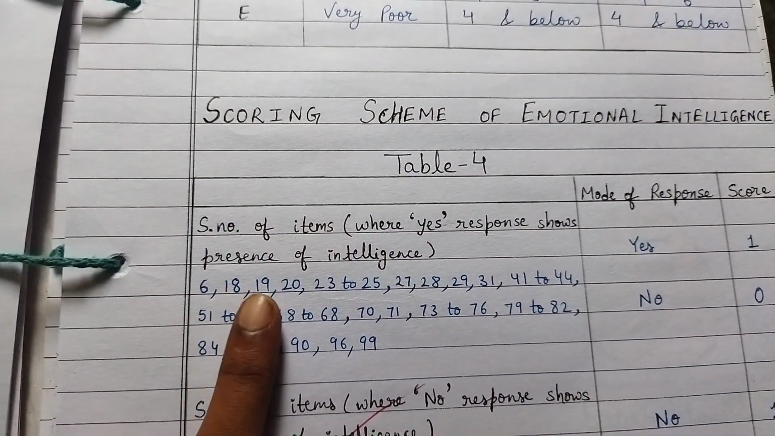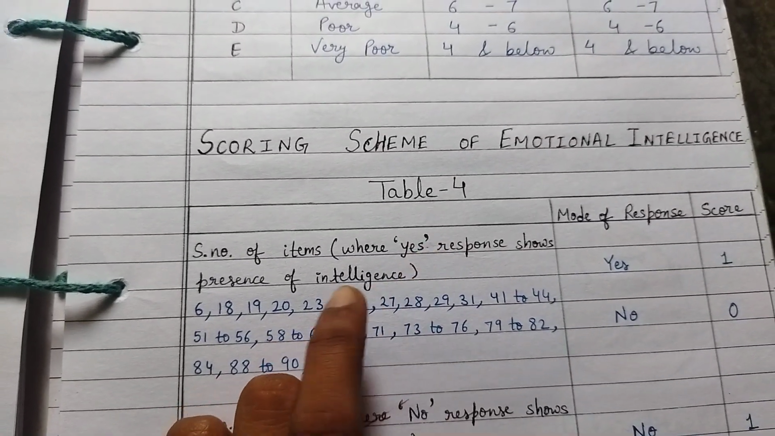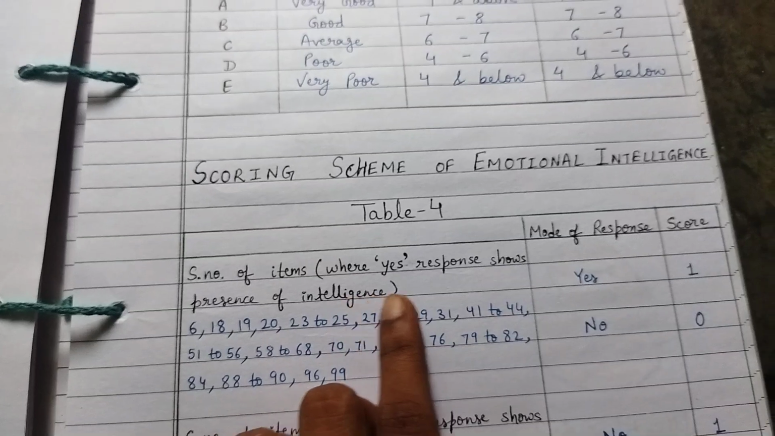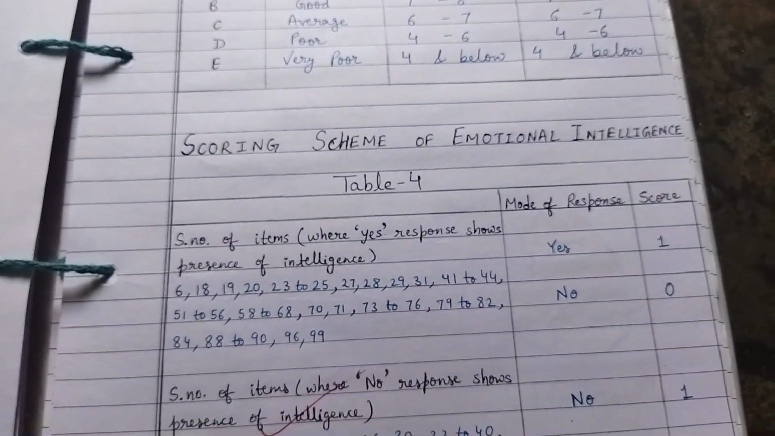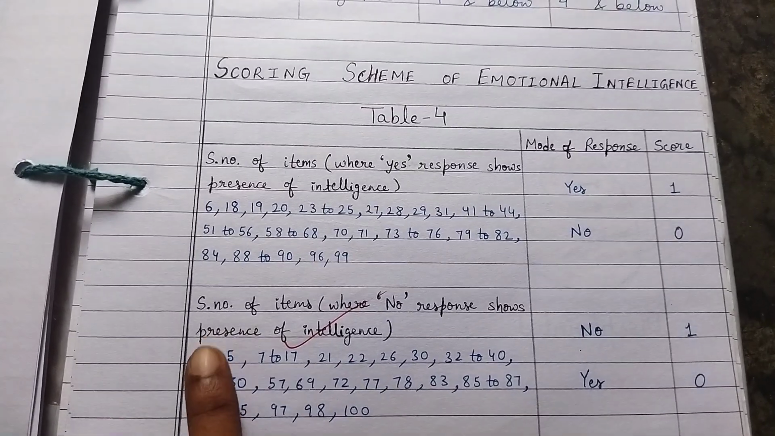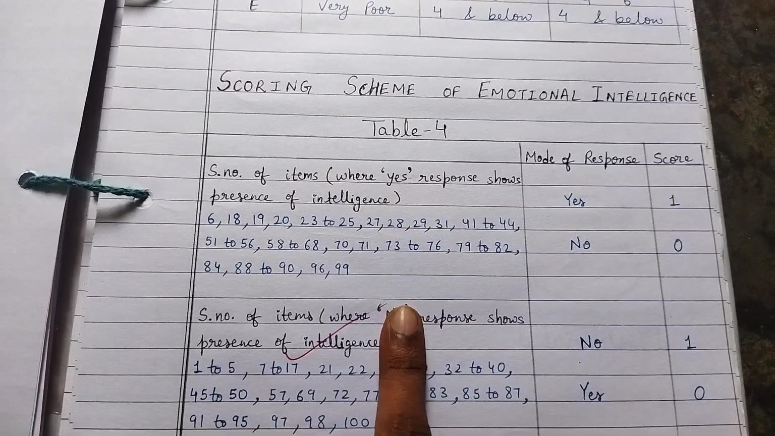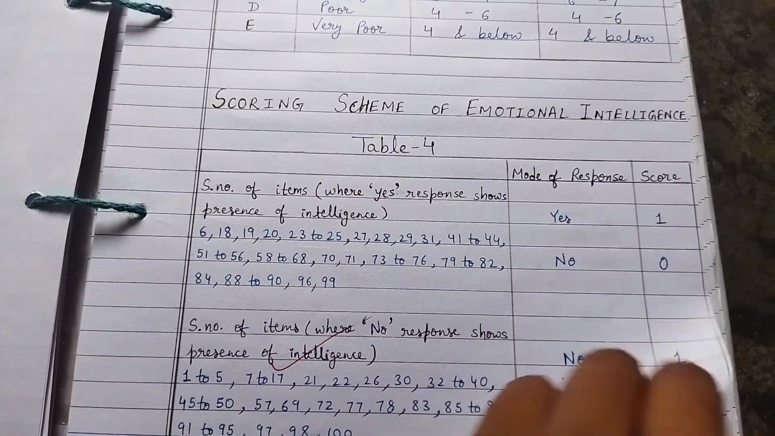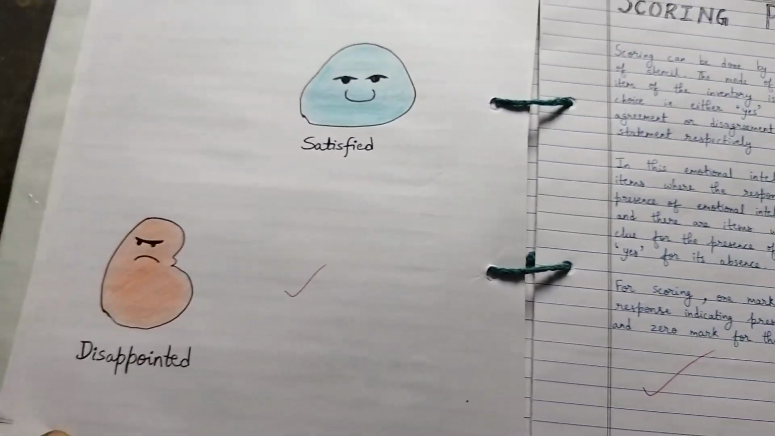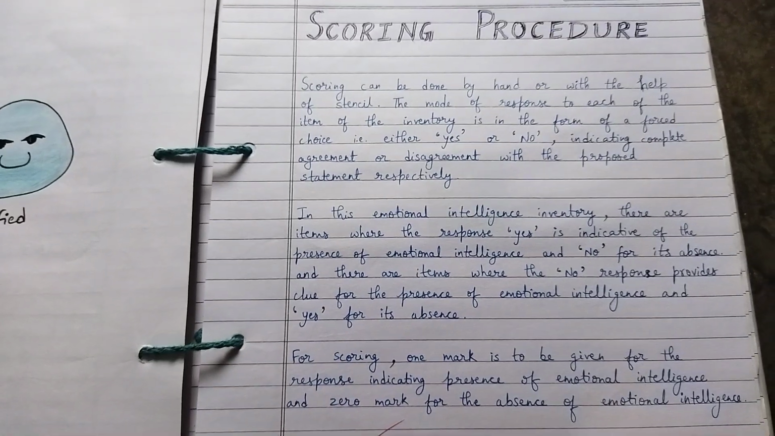This is the serial number of items in which a yes response means presence of intelligence, meaning yes means 1 mark and no means 0. And if we see the other type of questions, for these serial numbers, if the response is no, then we will give the mark 1. Next are some more emotion images, and then the scoring procedure.